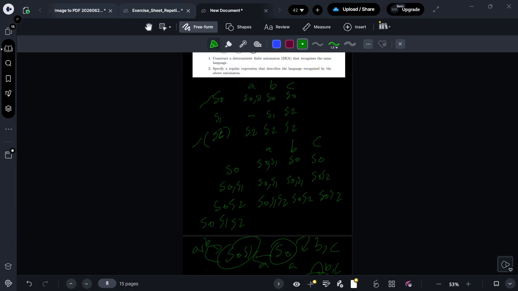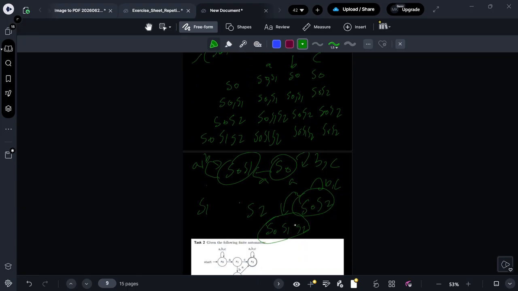Now look at all three at the same time. S0, S1, S2 at A, S0, S1, S2. On B, S0, S1, S2. Yes, S0, S1, S2. On C, S0, S2. So this state basically on A and B goes on its own, but on C it goes to S0, S2. And basically these were our states.